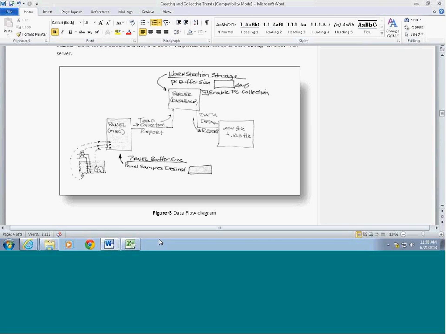Okay, so let's talk about the last step. So creating and scheduling trend detail report. Unfortunately, this one didn't make it into the wizard. So no matter what, there's an extra step you have to add.